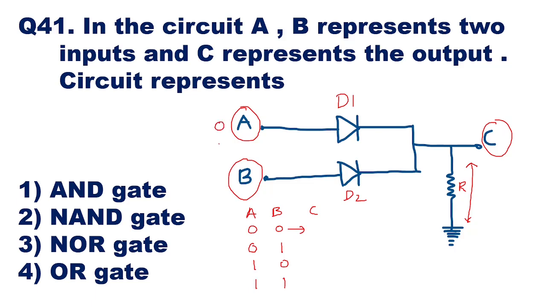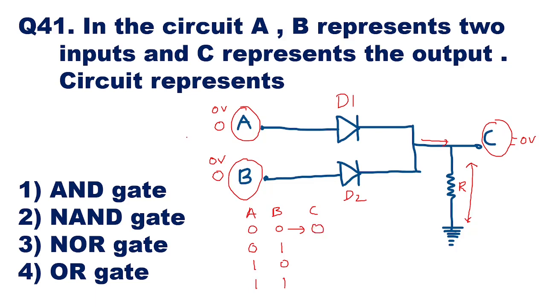A is 0 and B is 0. When you say logic 0, that means it is electrically 0 volt. This is 0 volt and this is also 0 volt. In that case, diodes D1 and D2 will not conduct. There will be no flow of current through D1 and D2. Therefore, you will not get any current flow in the output line. No voltage will be developed across R, so C also will be 0 volt, which you can take as logic 0. So when both the inputs are 0, 0, output C is 0.